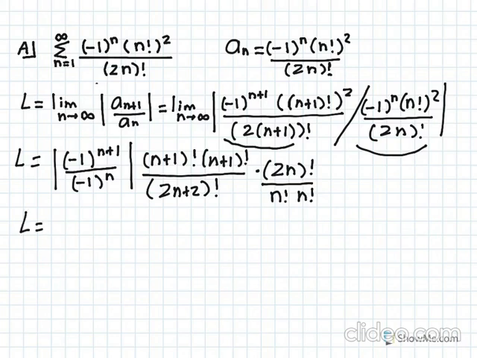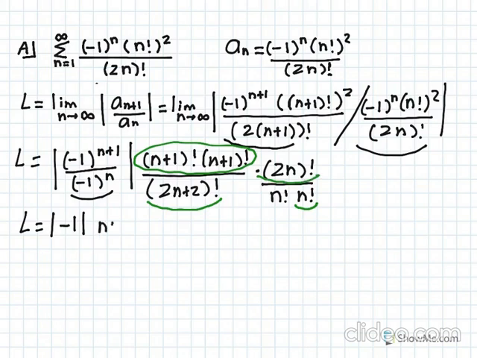So here we have the absolute value of negative 1 to the power of n plus 1 divided by negative 1 to the power of n. Same base, subtract off the exponents. That gives us the absolute value of negative 1. Now, we're going to rewrite n plus 1 factorial as n plus 1 times n factorial, so we get a cancellation with the denominator here. Similarly, we're going to rewrite 2n plus 2 factorial as 2n plus 2 times 2n plus 1 times 2n factorial, so we can get a cancellation with the numerator here.